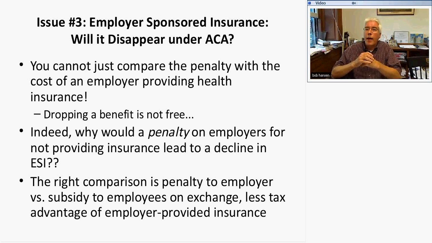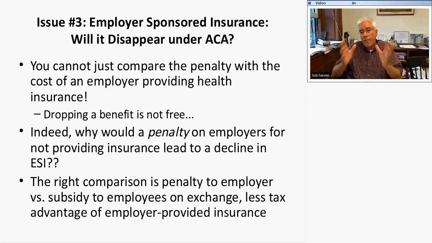That's just so incomplete it doesn't even pass the smell test. You can't just drop a benefit that your employees have had. Take an employer who's been offering insurance. You can drop a benefit, but there are consequences. You're either going to have to raise wages, raise salaries to those employees, or you're going to lose some of them, either current workers, or you'll be a much less attractive place for people to work.